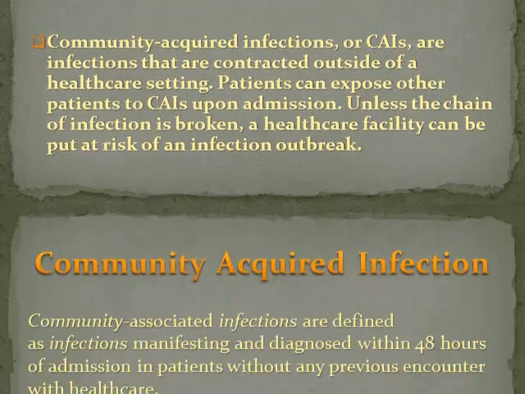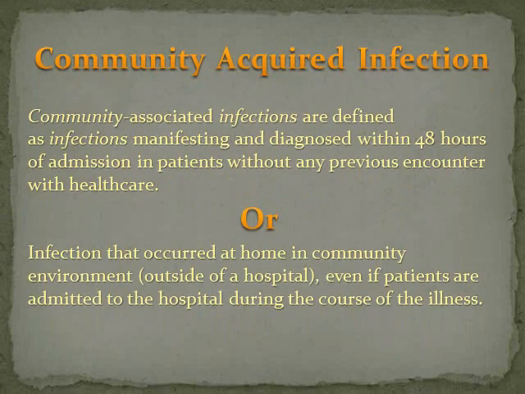definition of community acquired infection بتقول ان community acquired infection او community associated infections defined as infections manifesting and diagnosed within 48 hours of admission in patient without any previous encounter with the home in a community environment outside of the hospital, even if patients are admitted to the hospital during the course of illness.